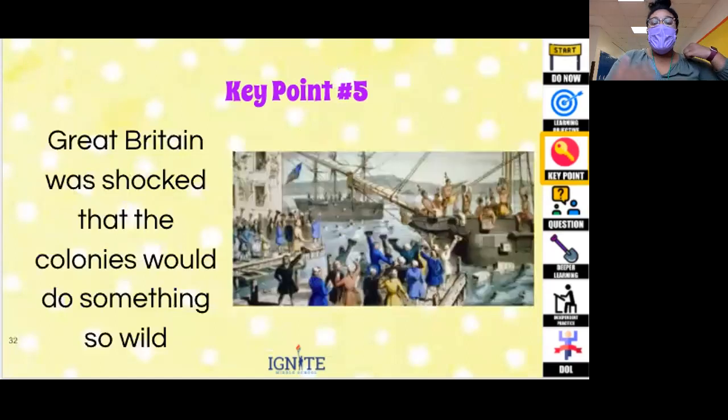Great Britain is pretty surprised. They are shocked that the colonies would do something so wild. A good way to think of the colonies and Great Britain at this point in history is like a mother-teenager relationship, where Great Britain is the parent and the colonies are the teenagers. So the colonies decide to waste $1 million worth of tea. They have this big event, a whole big deal, whole fiasco. Great Britain is really shocked. They have never seen the colonies act like this, so they're a little surprised and taken off guard.